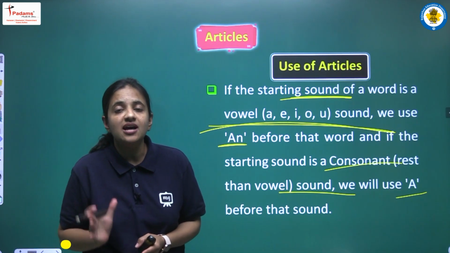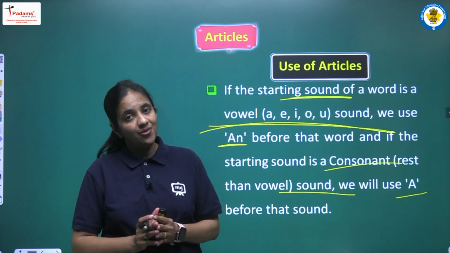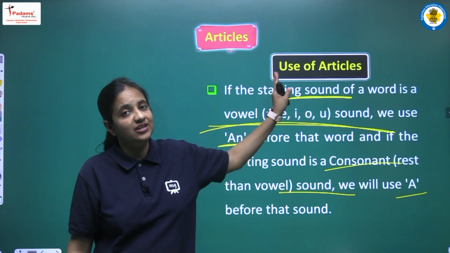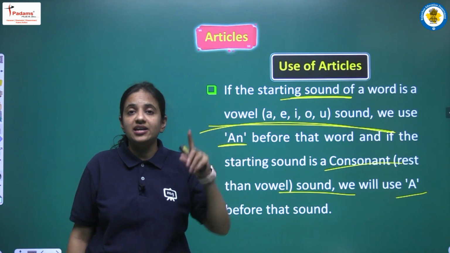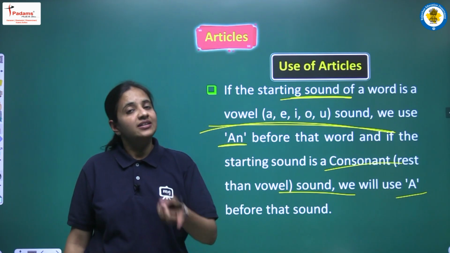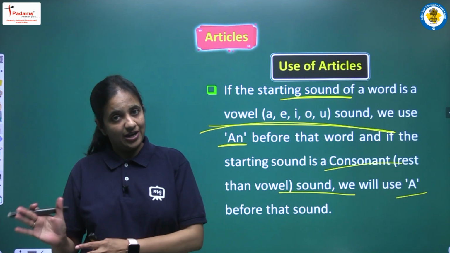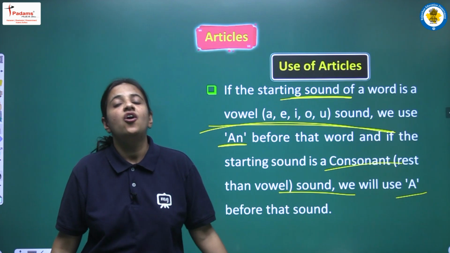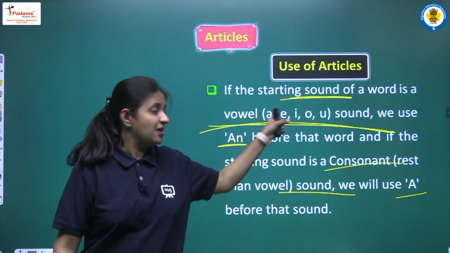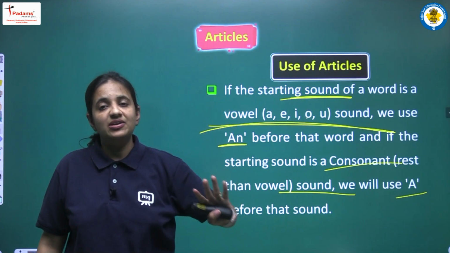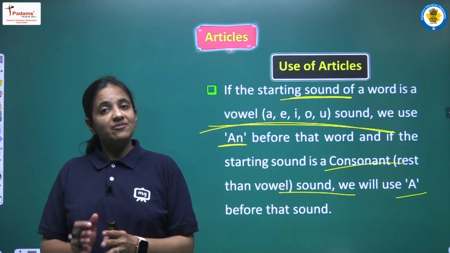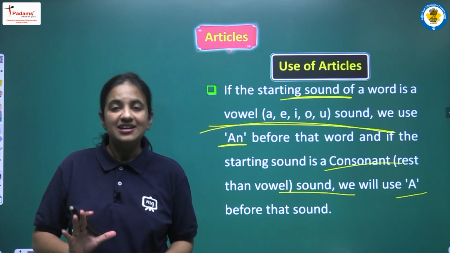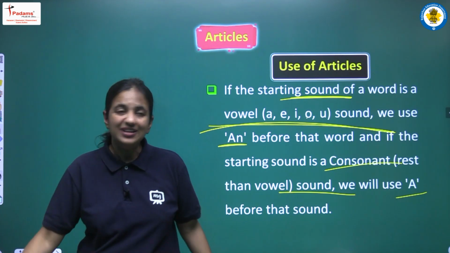and if the starting sound is a vowel sound, now in English alphabets we are having 5 vowels, they are A, E, I, O and U. So if we are having any vowel sound, then we have to use an before that word. And if we are having a consonant sound, consonant means all the other alphabets except these vowels, then we have to use a for that word. Clear? I hope this difference is clear to you all.